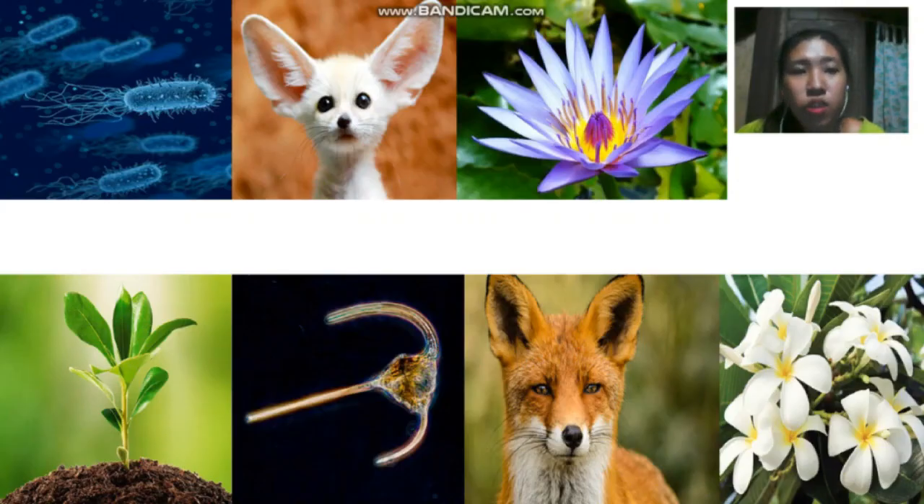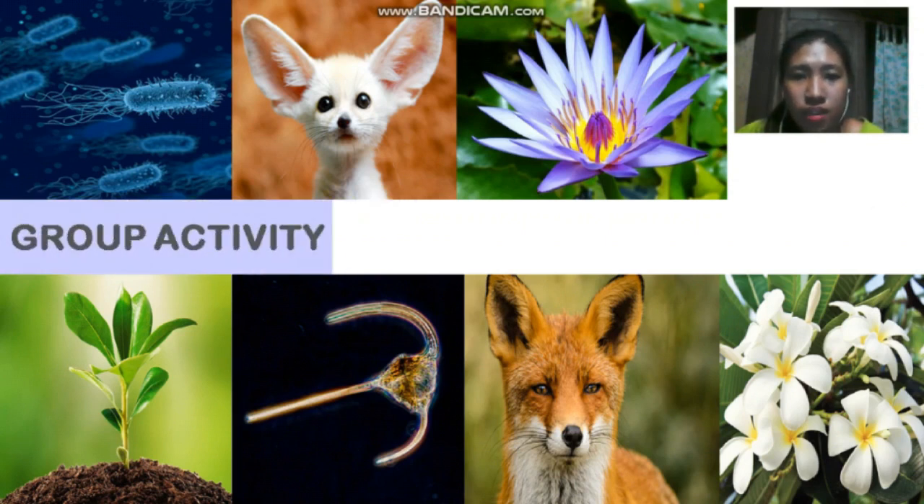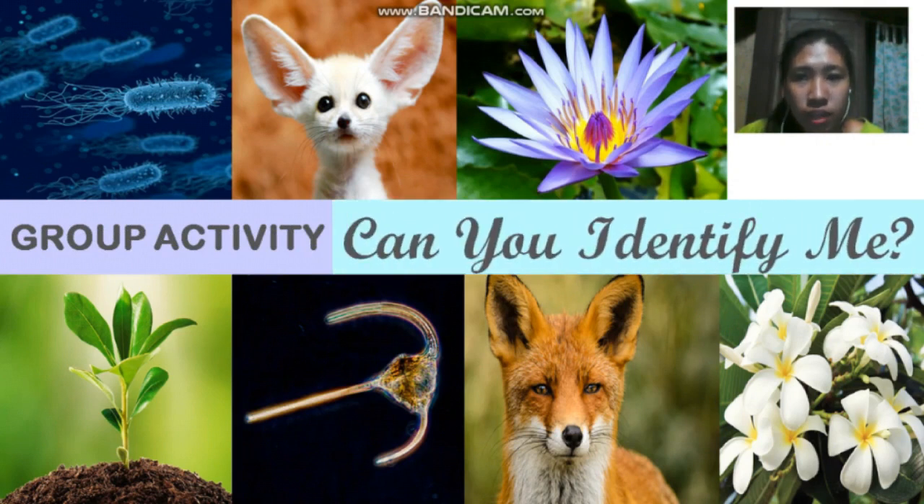But before we proceed to our proper discussion, let us start with a simple motivation through a group activity entitled, Can You Identify Me? So class, this is what you're gonna do. You will be divided into 8 groups. After that, select your leader, your beadle, as well as your group name. Then, each group should identify the pictures presented on the screen, and your answer should be written clearly in your 1/4 illustration board.